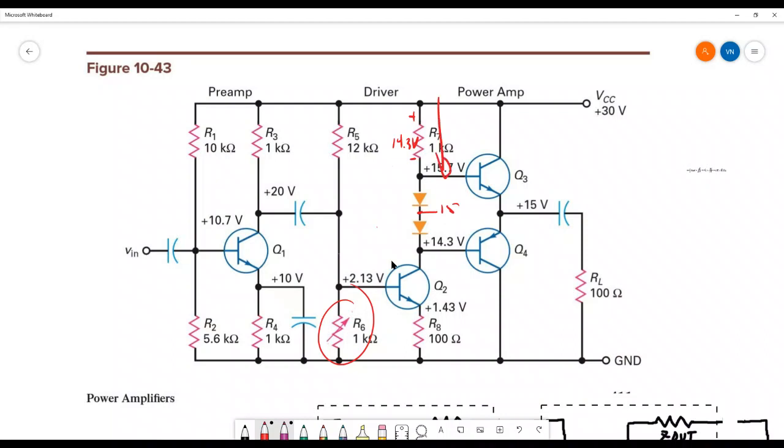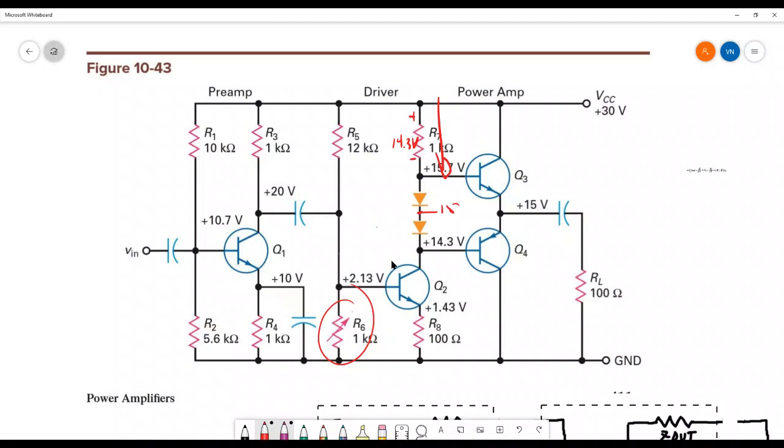So I can figure out the current through this, and that would be IC, which is approximately IE, which is approximately 14.3 volts over the collector resistor, which is 1K, so it's 14.3 milliamps. That's really close enough to be able to go ahead and do your AC analysis. I'm going to say that IE is about 14.3 milliamps.